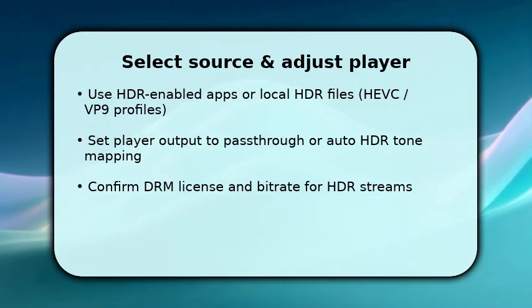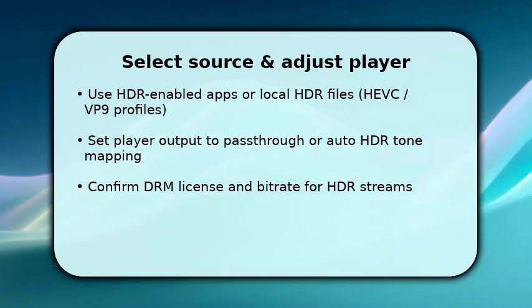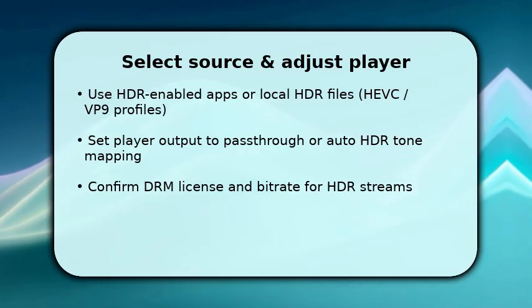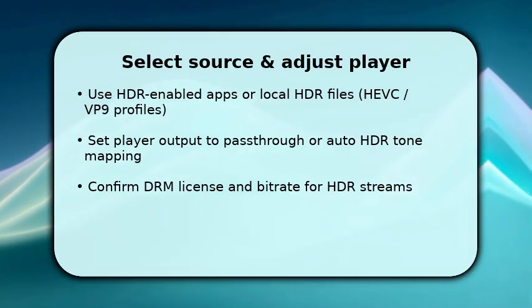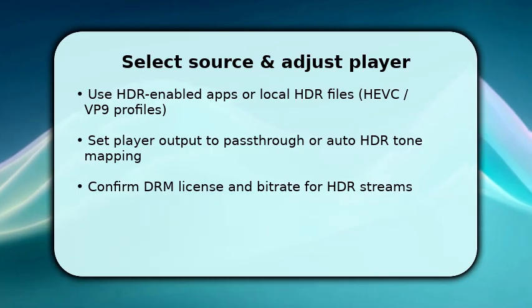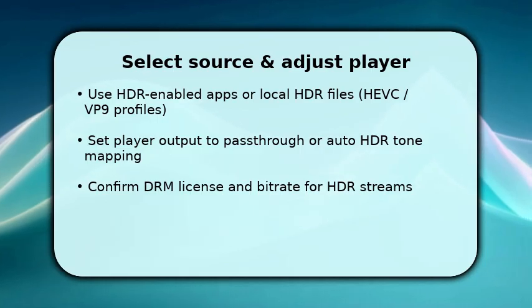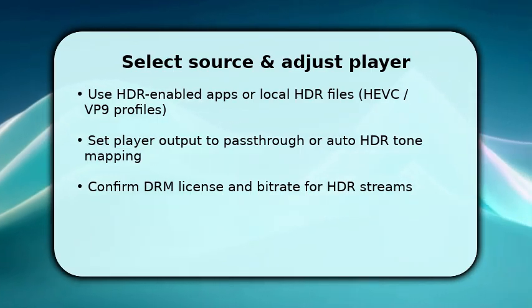Now pick an HDR-capable source. Choose a streaming app that advertises HDR or play a local HDR file encoded with HEVC or VP9 HDR profiles. Then open the player's video settings and set output to HDR, pass-through, or automatic HDR tone mapping so the signal is preserved to the display.